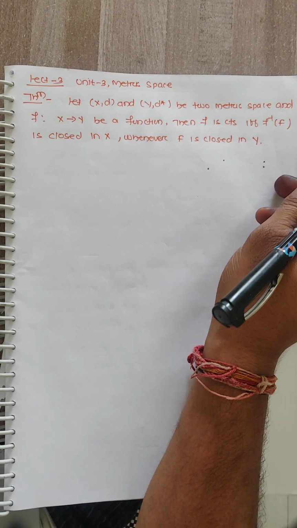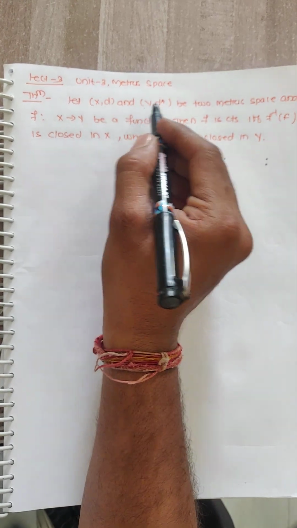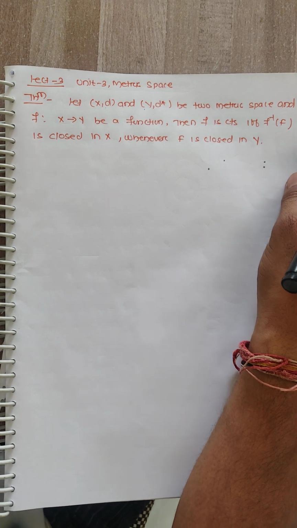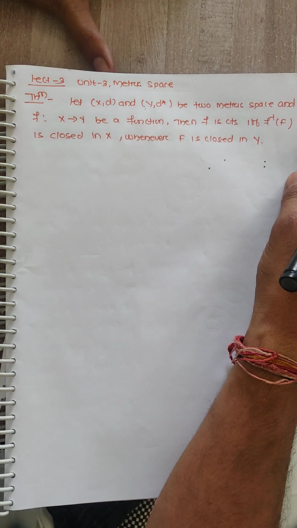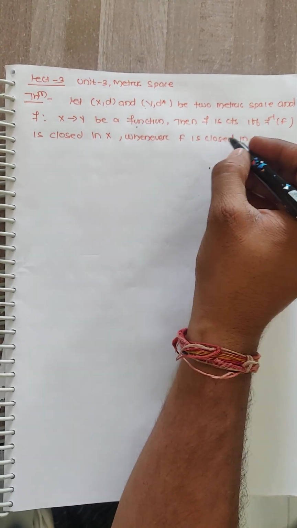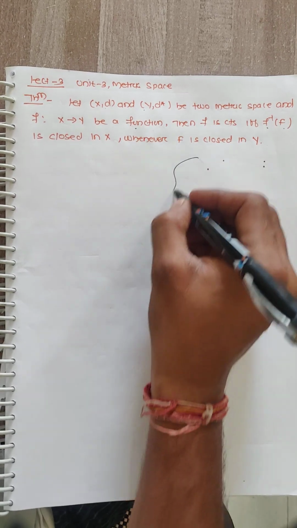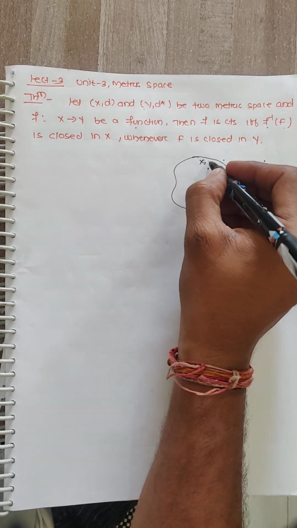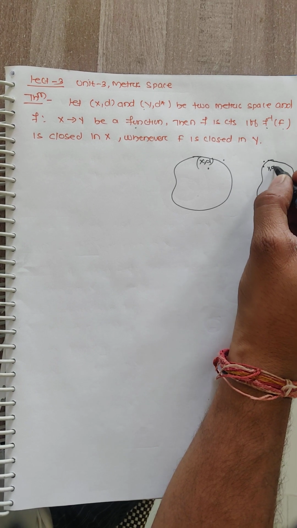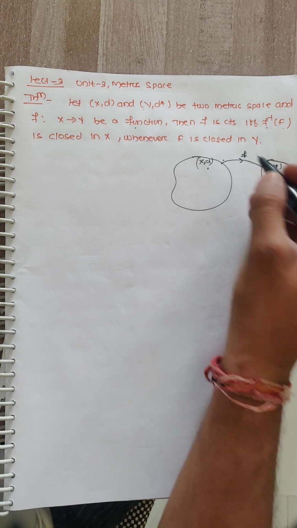Now the same thing is here. Let (X, d) and (Y, d*) be two metric spaces, and we have a function f from X to Y. Then f is continuous if and only if it pulls back closed sets to closed sets. That means we have a metric space (X, d), another metric space (Y, d*), and a function f from this to this.